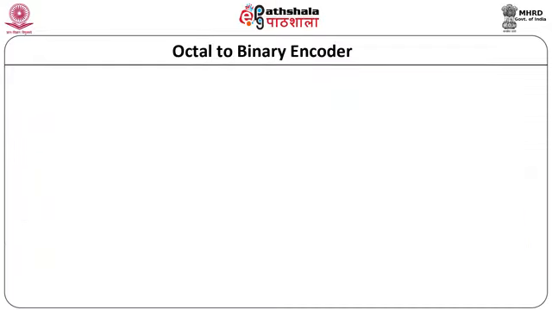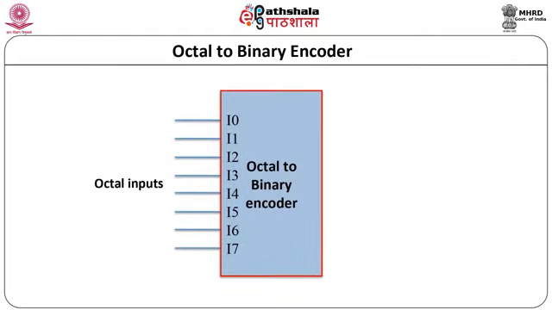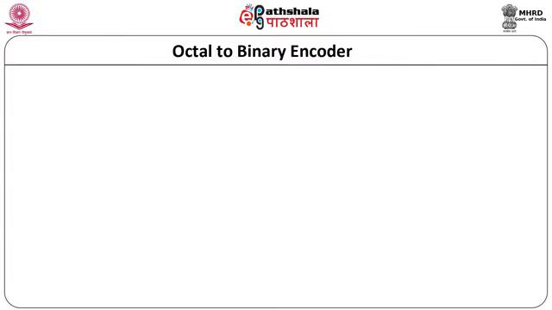Let us consider the designing of octal to binary encoder. An octal to binary encoder is also known as 8-line to 3-line encoder. It accepts 8 inputs. In octal to binary encoder, the system has 8 inputs and produces a 3-bit output corresponding to the activated octal input. Let us prepare the truth table of octal to binary encoder.